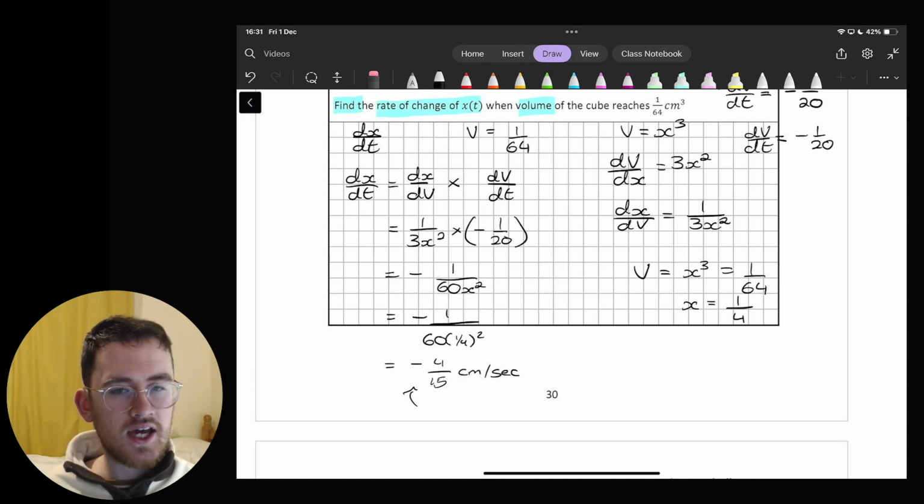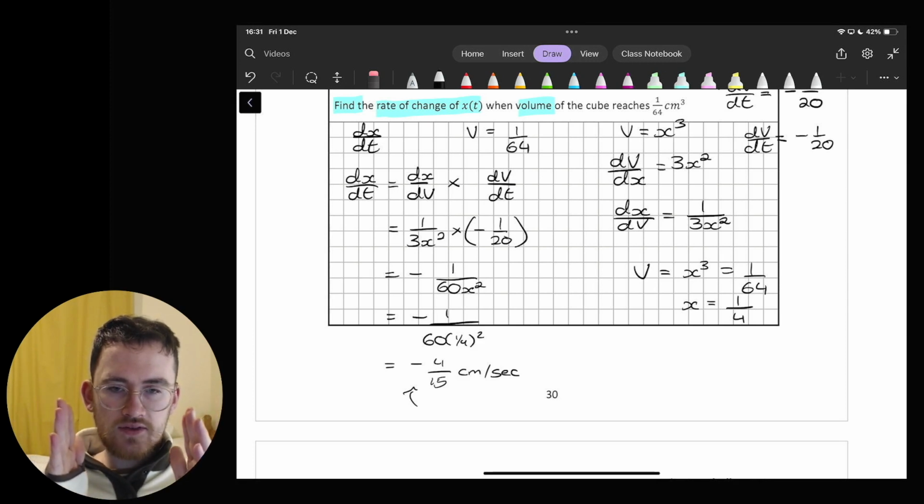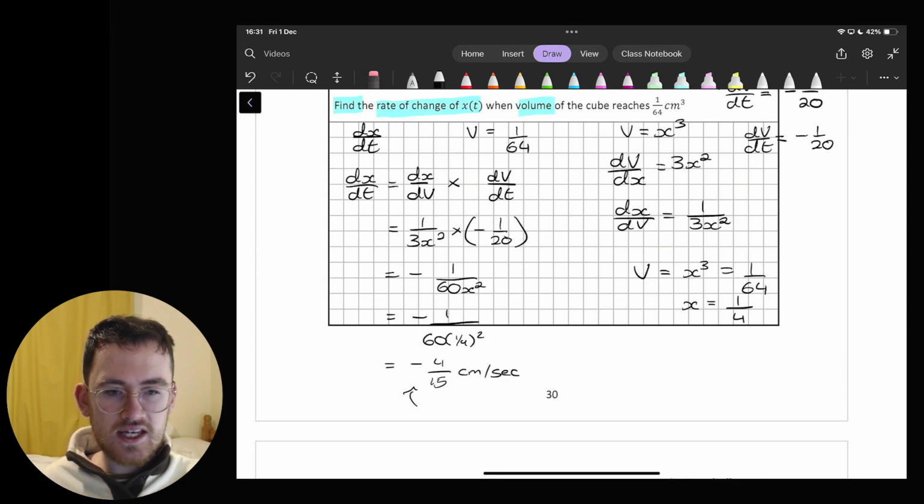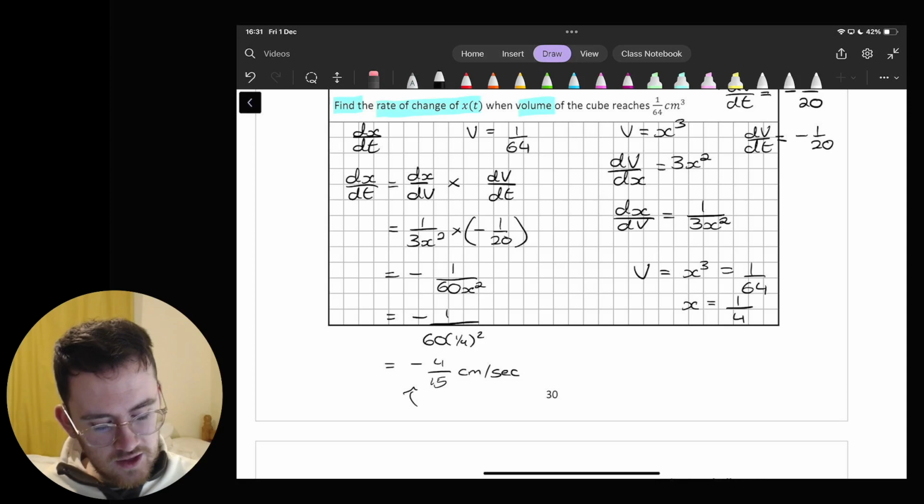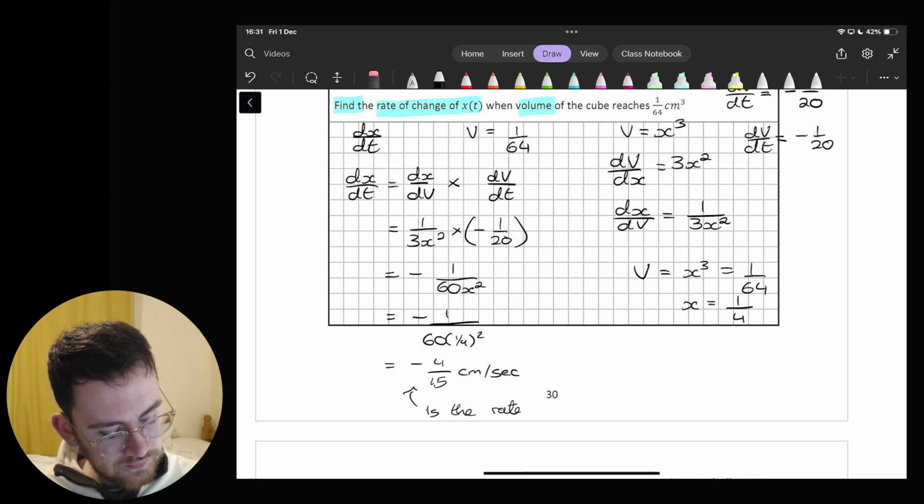And that does check out with the context of the question, because if we're looking at a sugar cube, as we dissolve it in the coffee, of course the length of the sides should be getting smaller, so we would expect the rate to be decreasing. So there's a good point there, I suppose, in making sure: does the rate make sense?